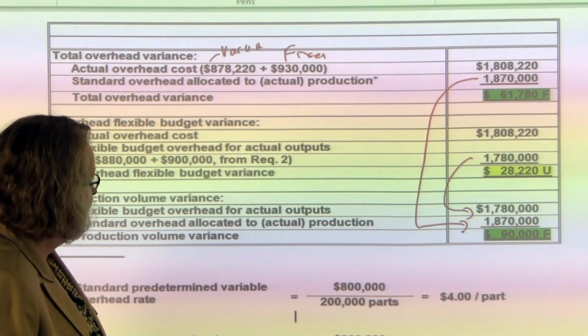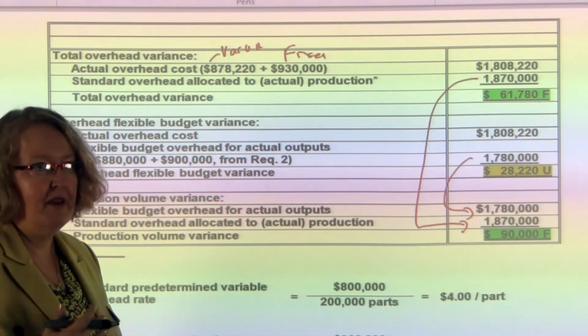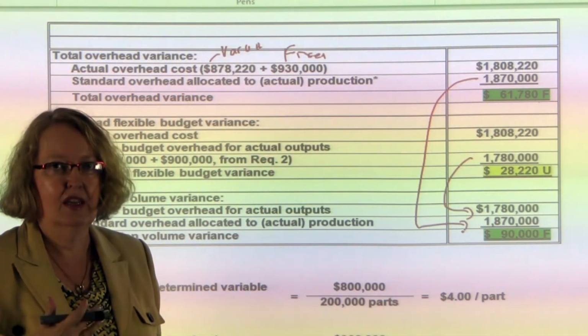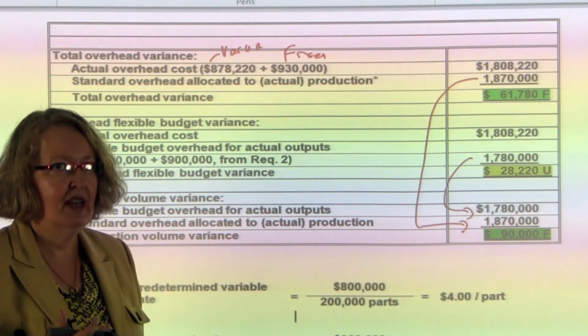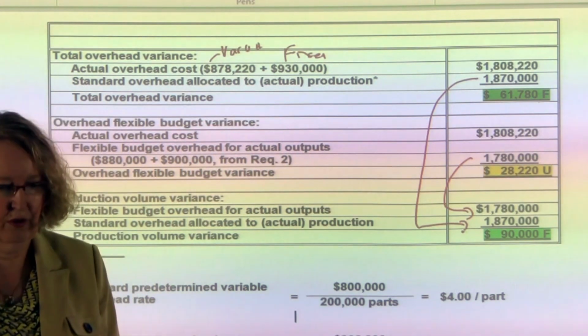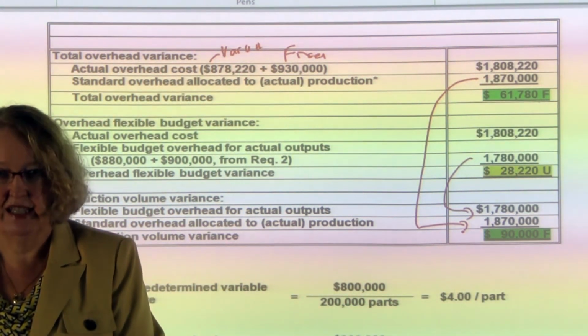So that is a further breakdown of the total variance into how much of it relates to the cost of the inputs and how much relates to the volume. So that concludes requirement 5 of 10-66.